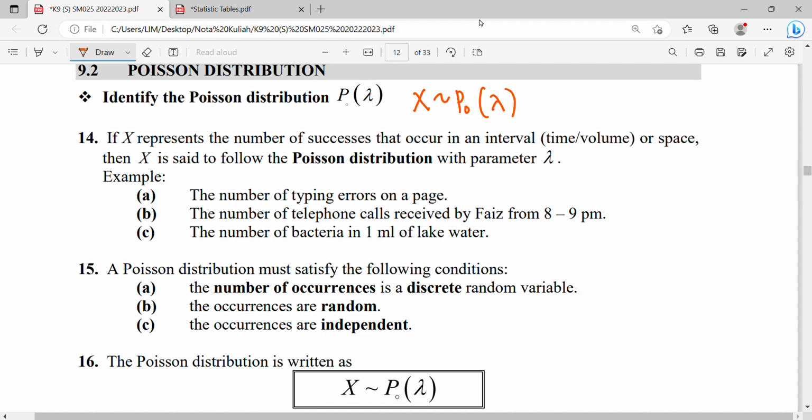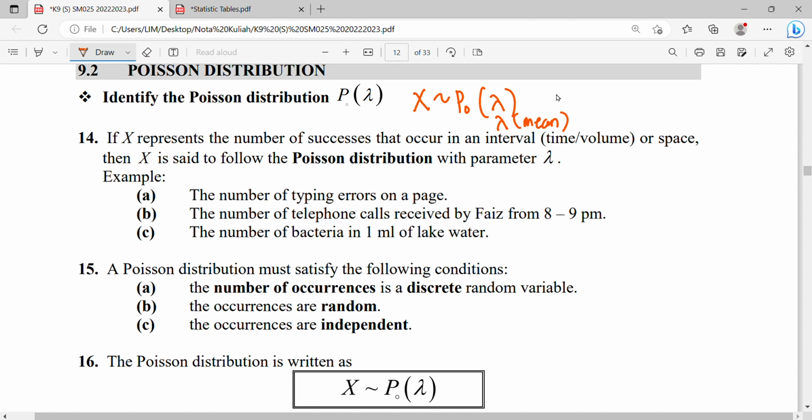So a discrete random variable has two distributions. One is binomial, one is Poisson. Binomial uses n and p. Poisson uses lambda. So parameter yang berbeza, maksudnya pengukur yang berbeza. Okay, so it depends on the question. So what is your lambda? Lambda is your mean. Lambda is the mean of the situation.